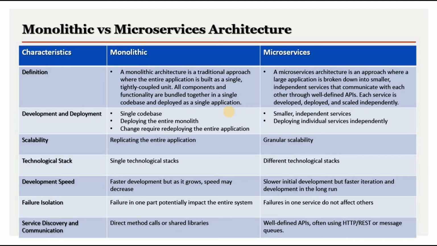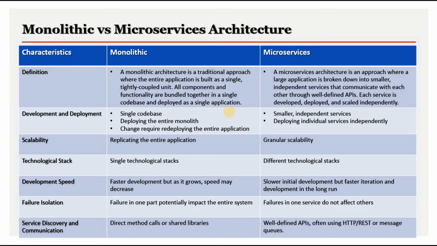Next is the failure isolation. So a failure in one part of the monolithic application can potentially impact the entire system. But in case of microservice, failure in one service generally does not affect others. It's improving the fault isolation.